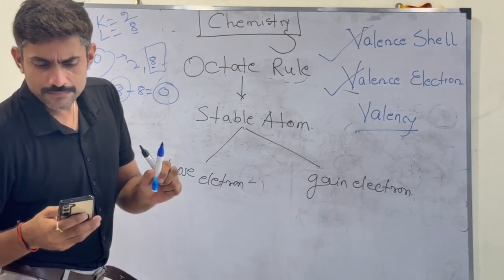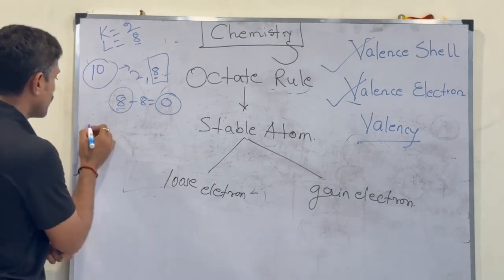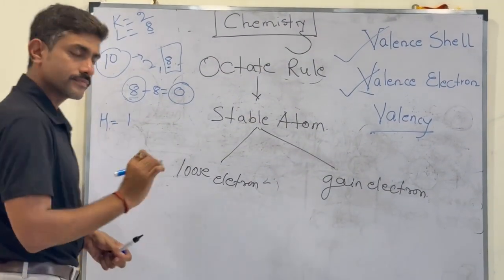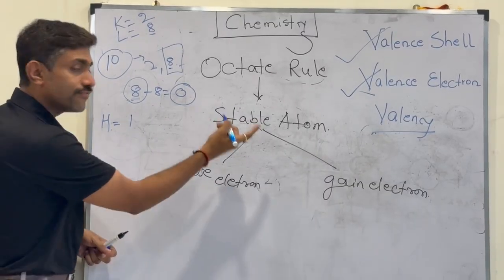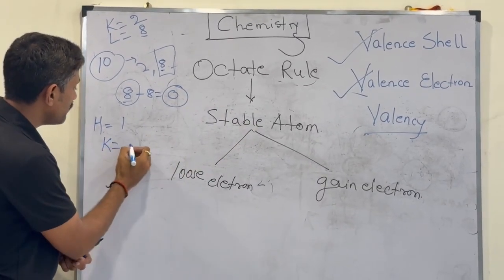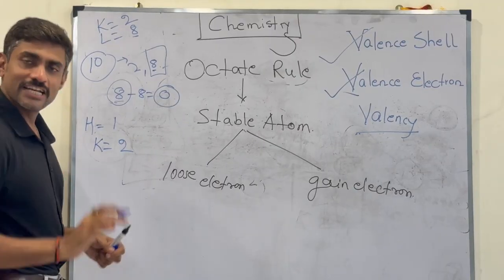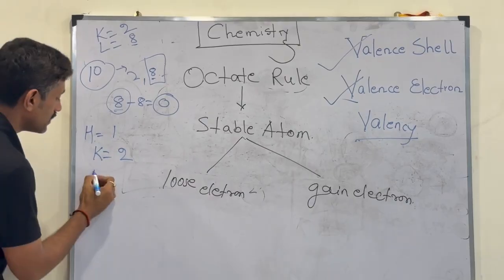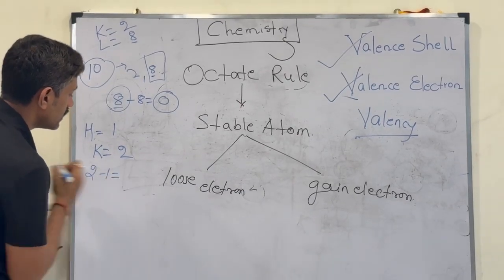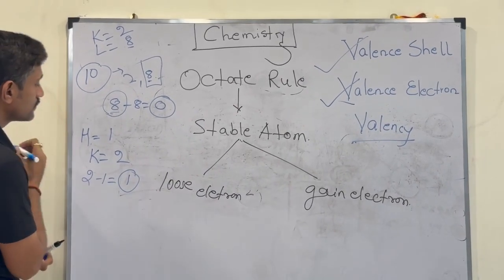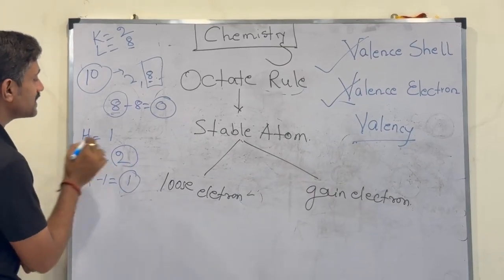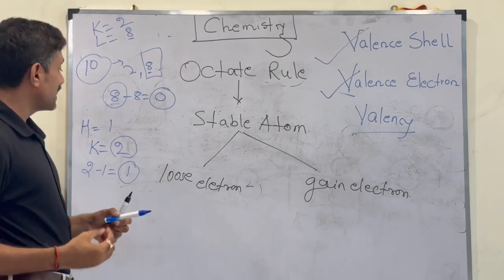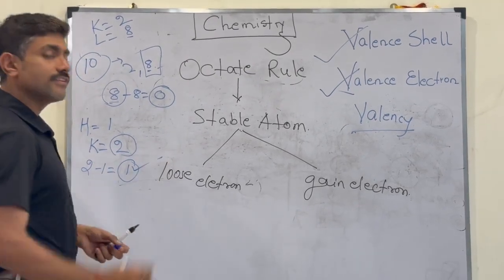For example, hydrogen. Hydrogen's atomic number is 1. If it is 1, then it will fit in the first shell. In the first shell, I can have a maximum of 2, yes or no? But here I have 1. So what will happen? 2 minus 1 equals 1. Why 2? Because I can have a maximum of 2, but I have only 1. So how many more electrons do I need? I need 1 more electron. This is the valency.